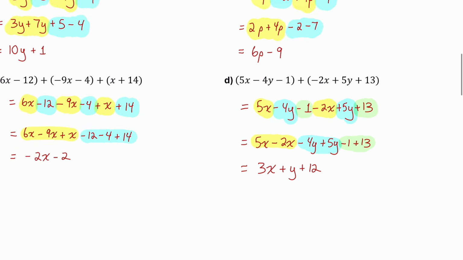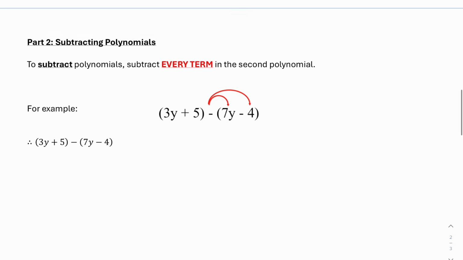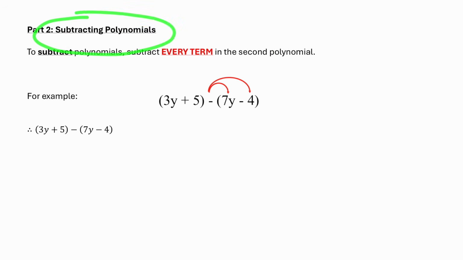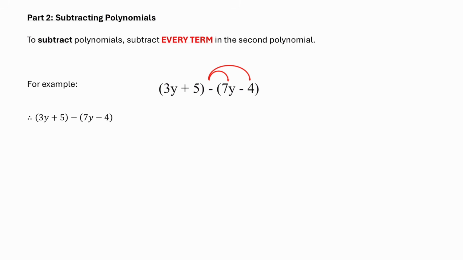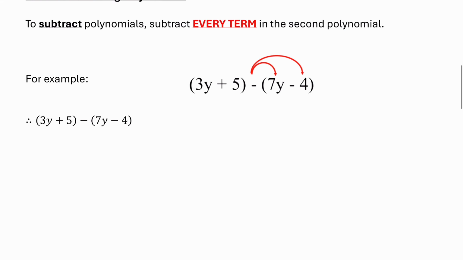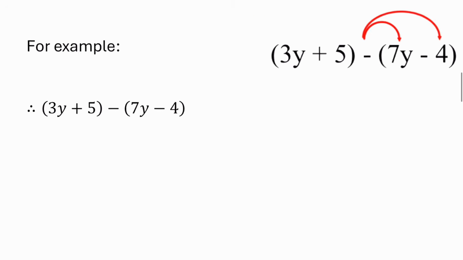Moving on to the next part of this lesson, we're going to learn how to subtract polynomials. To subtract polynomials, you have to make sure you subtract every term in the second polynomial. So for example, if we look at this subtraction, 3y plus 5 minus 7y minus 4, the second polynomial, 7y minus 4, I have to make sure I subtract both of the terms. I have to subtract the 7y and subtract the negative 4. So in doing this subtraction, let's see what it would simplify to. Let me zoom in on it.